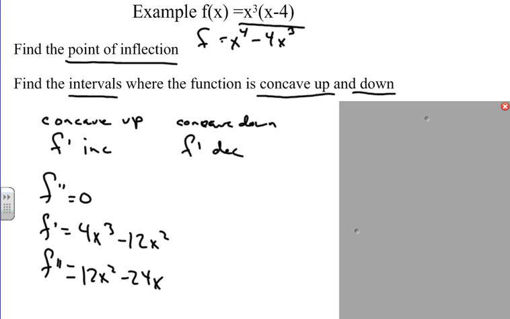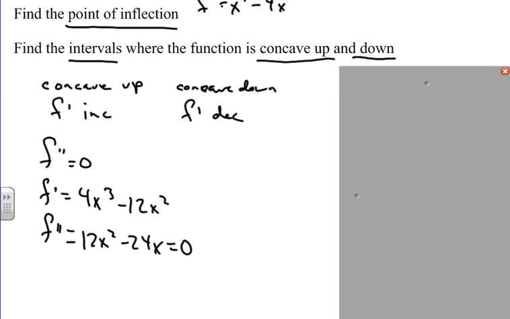All right, so we're going to take this second derivative and set it equal to 0. From here, we're going to simplify this. We take it and factor out a 12x, and what we have left over is x minus 2 equals 0. And so we have our critical points at x equaling 0 and 2.